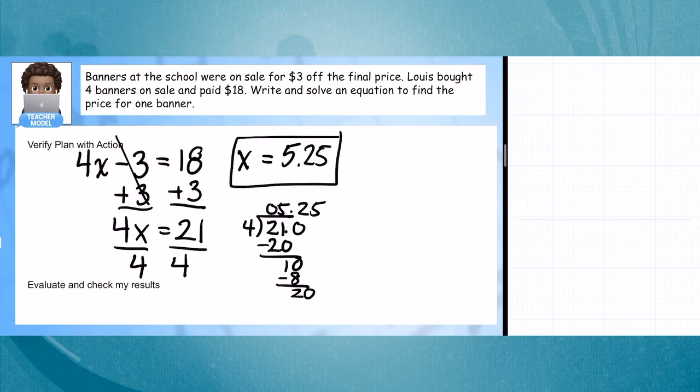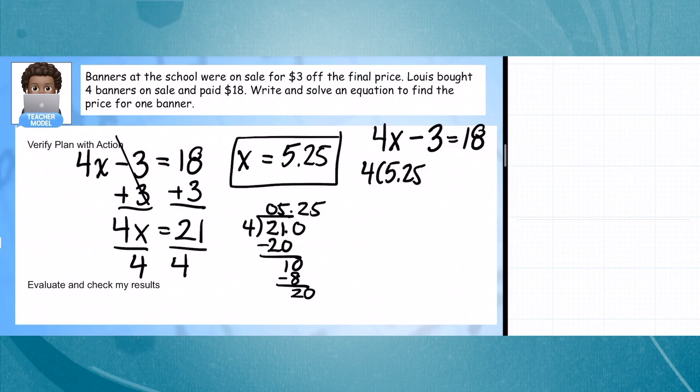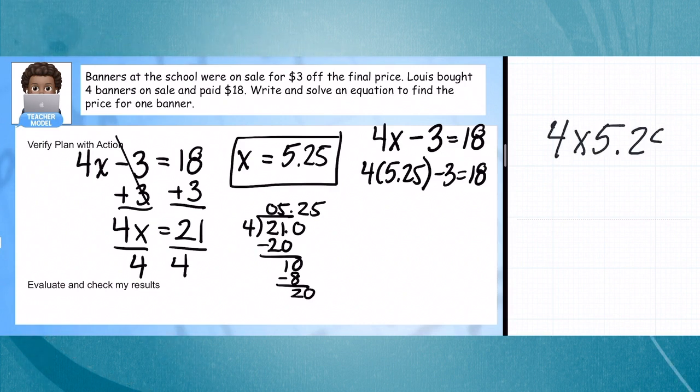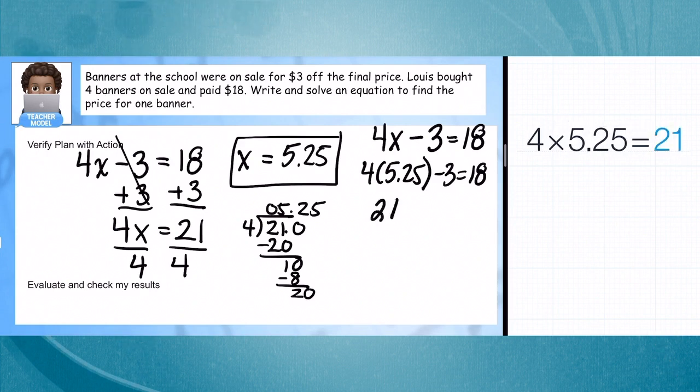Let's go back into our original equation. So 4x, so we bought 4 banners for x amount of dollars. Whatever that cost, we got $3 off and paid $18. So 4 banners at $5.25 minus 3 was 18. Let's use our calculator just for speed. So he paid $21 for the banners, got $3 off, $18. Yep, 18 is equal to 18. We are correct.